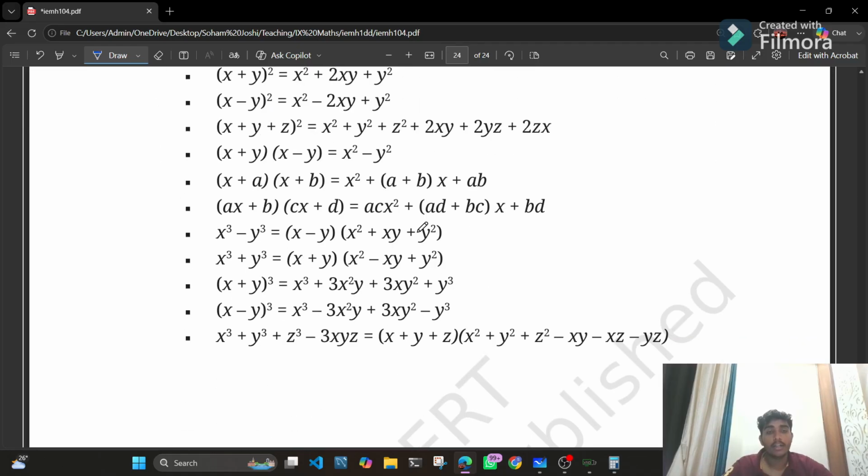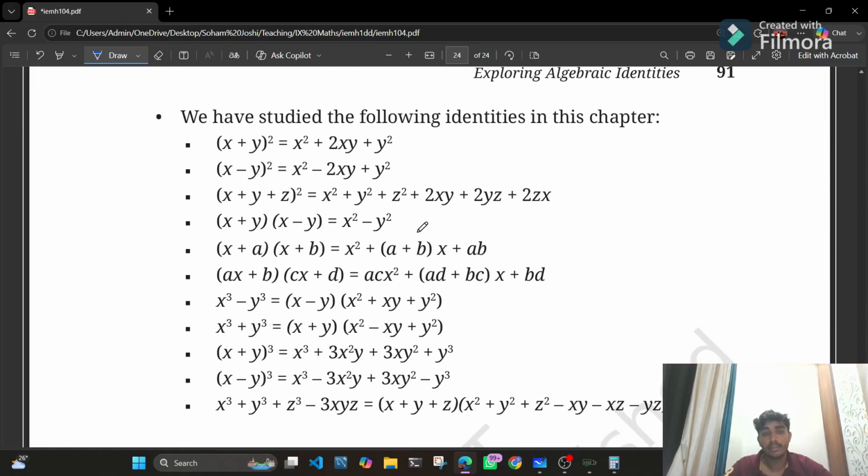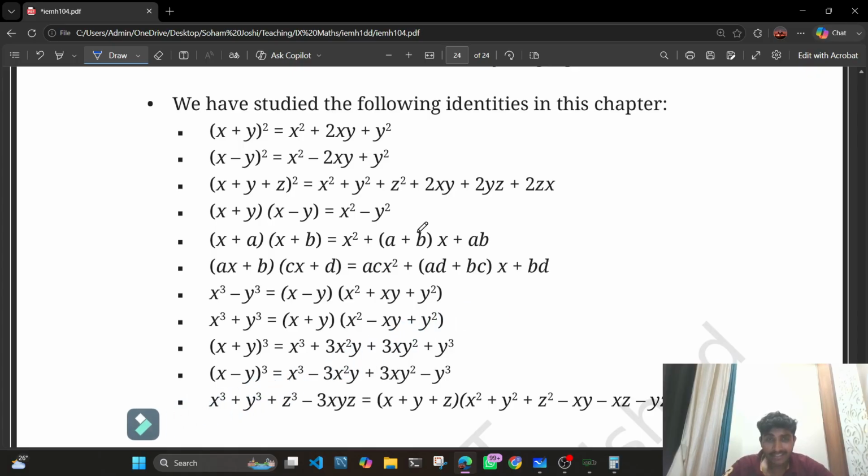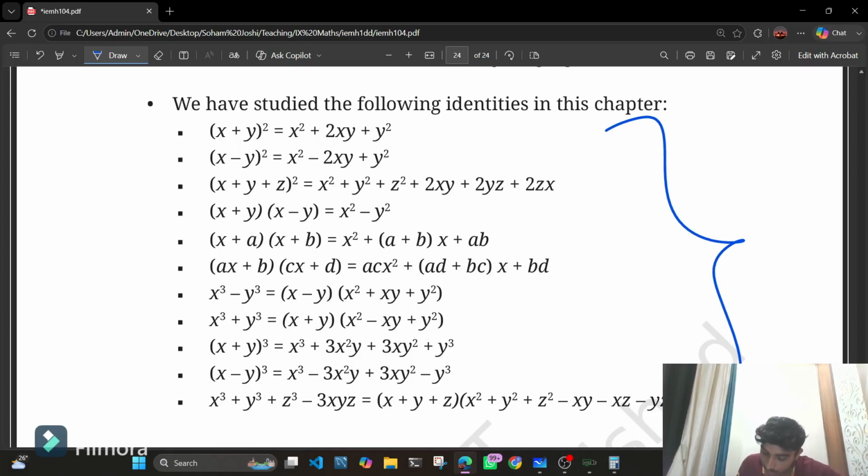You need to learn all of these identities. You can see that these are very big identities, and how will you learn them? First you solve them. If you are clear with the logic, then with some practice and some duration of time, you can learn them by heart, right? So these all are the identities.